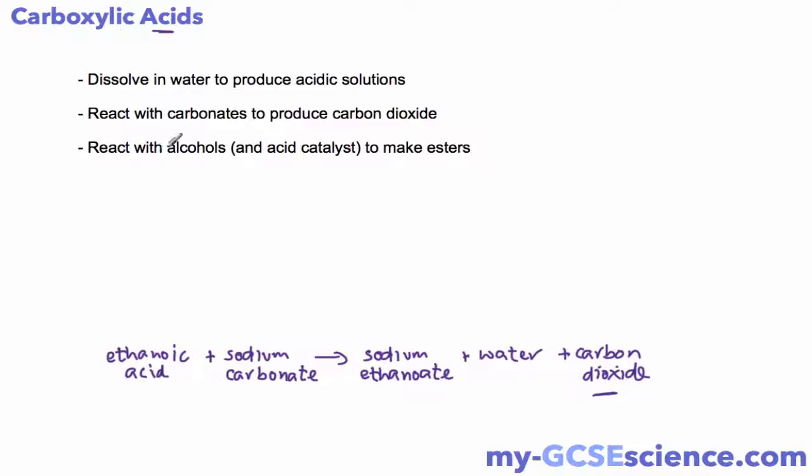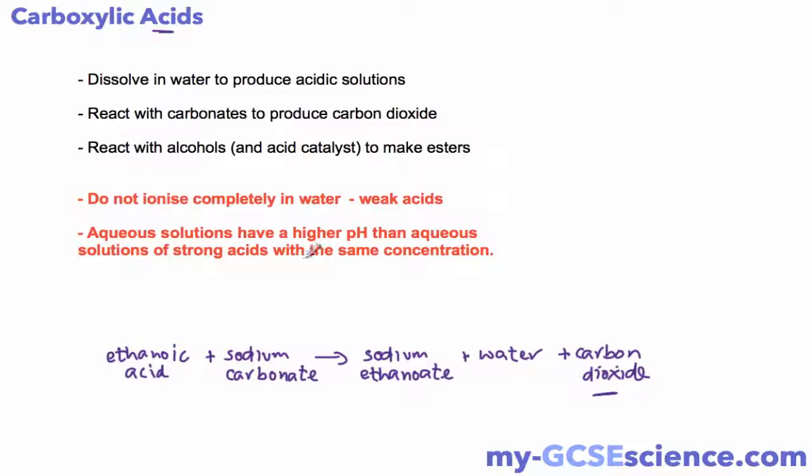We've looked at alcohols already, plus an acid catalyst, and they make these things called esters. We're going to look at esters in another video. The last little thing here is for the higher tier only, so I've done it in red, and it says here that they do not ionize completely in water, so they make weak acids, and they have aqueous solutions. The aqueous solutions of carboxylic acids have a higher pH than aqueous solutions of strong acids with the same concentration.